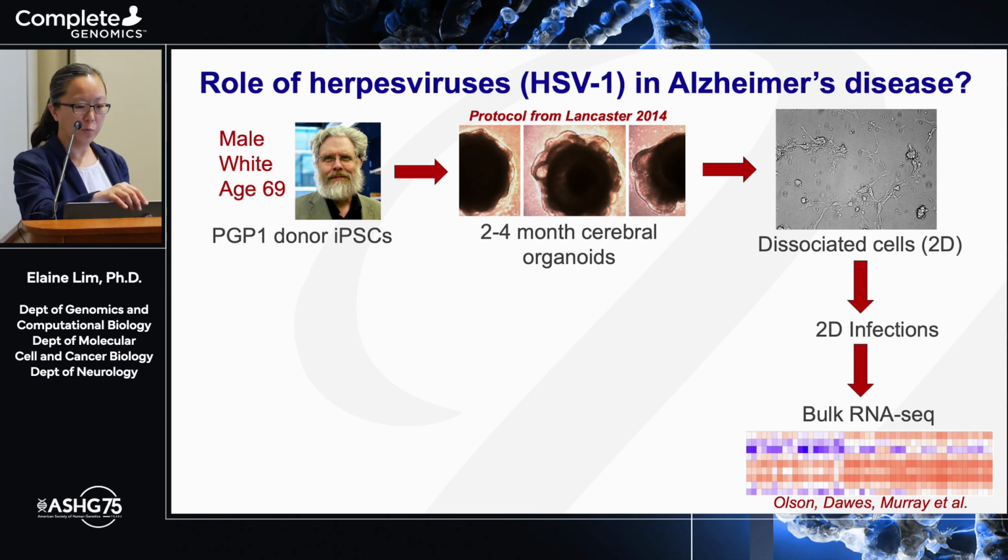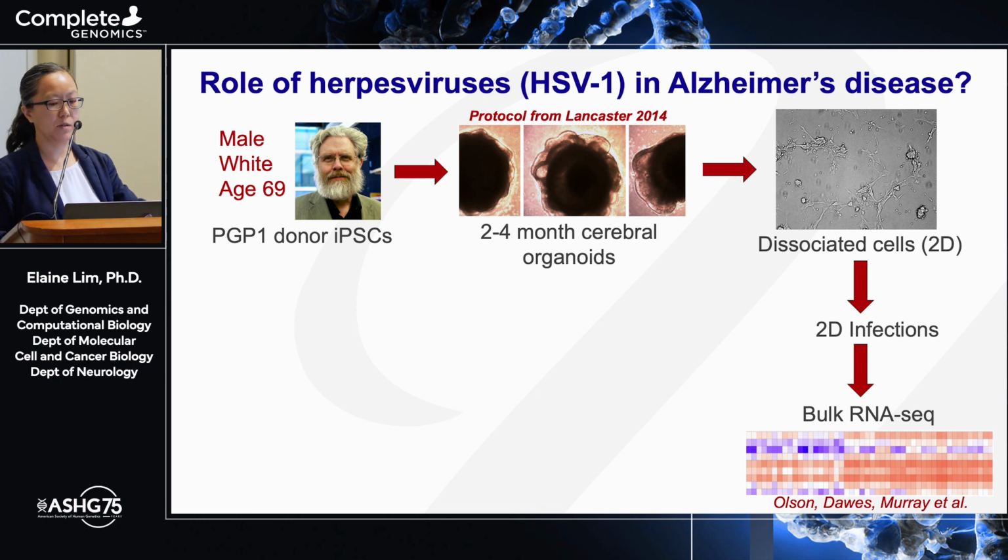So we started with iPS cells, or induced pluripotent stem cells, from a somewhat de-identified donor codenamed PGP1. We differentiated these iPS cells into three-dimensional cerebral organoids for 2 to 4 months, and subsequently we dissociated these cells into what we call 2D dissociated cells for viral infections, followed by bulk RNA sequencing.